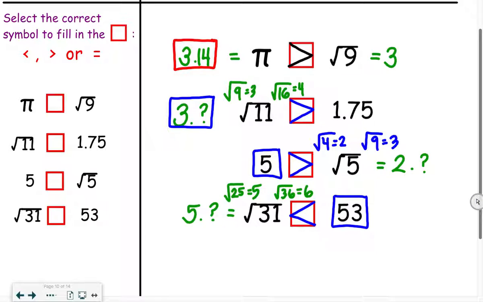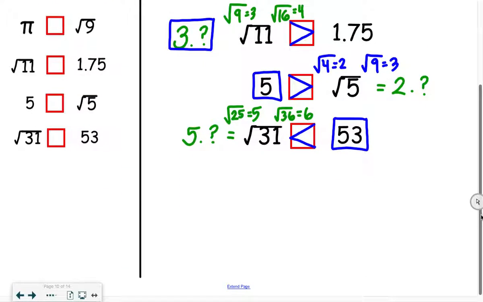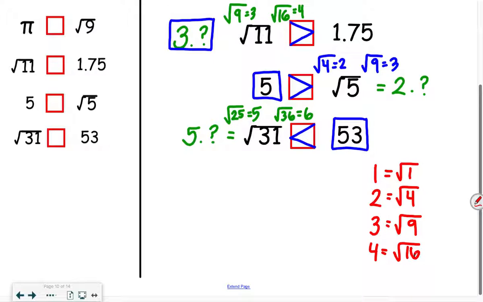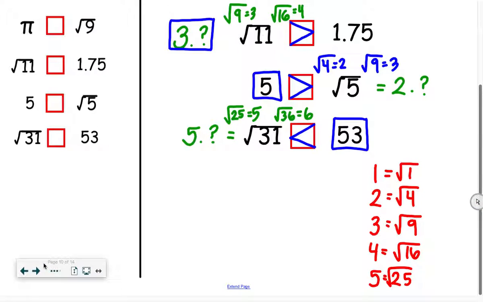Now I probably should have made a list of perfect squares on this slide before I did it. If you have troubles doing something like this, make that list of perfect squares. So remember where we did like 1 equals the square root of 1, 2 equals the square root of 4, 3 equals the square root of 9, 4 is the square root of 16, 5 is the square root of 25, and so on. So if you feel like you need to do that on your homework in order to be able to figure those out, go for it.